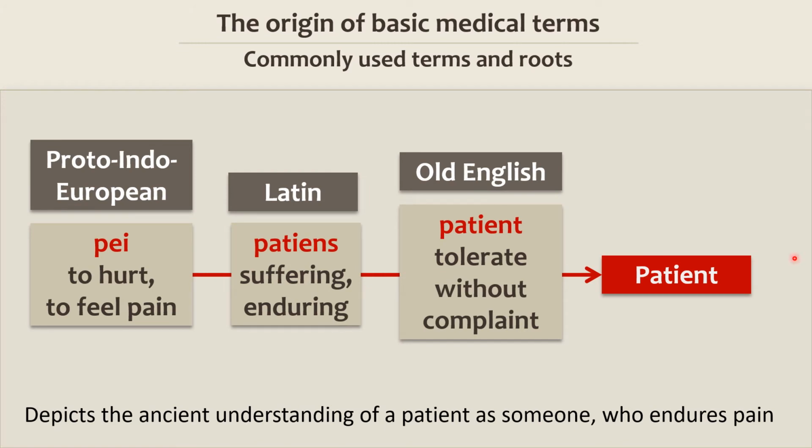The word patient comes from the Latin patiens, which meant suffering or enduring. It descends from the Old European pei, which meant to hurt or to feel pain. In English from the middle of the 14th century, the word patient was understood as to tolerate without complaint.